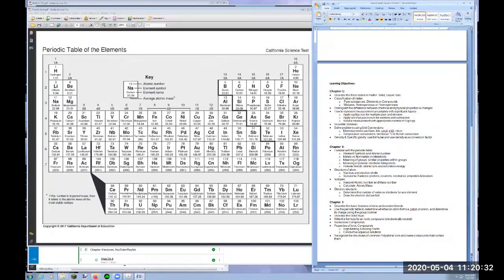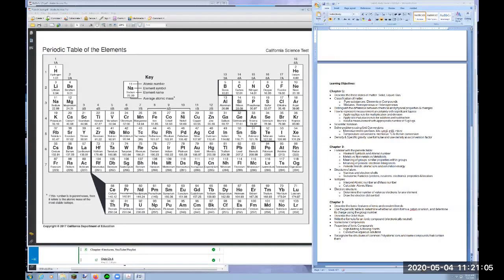Classification of matter. So remember how we classify matter into pure substances or mixtures. Pure substances are either elements or compounds. And you recognize an element because it's only made of one kind of atom. For example, aluminum, Al, or copper, Cu, right? If you see only one symbol, it's one element.